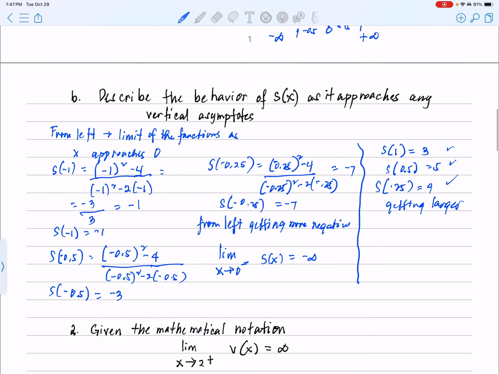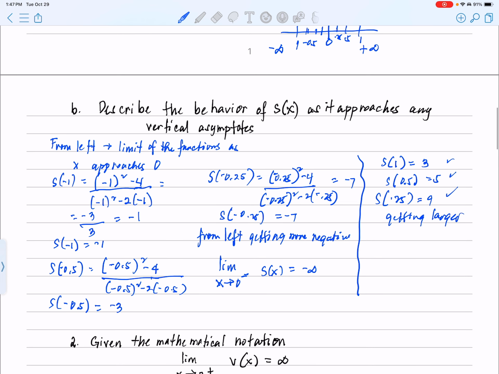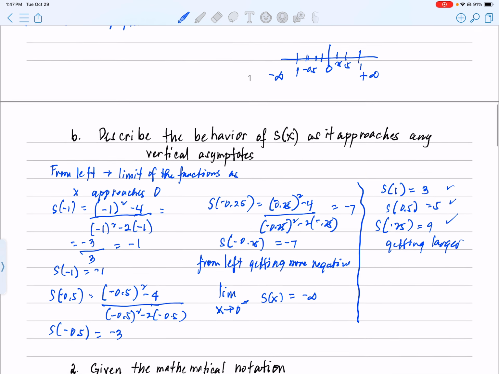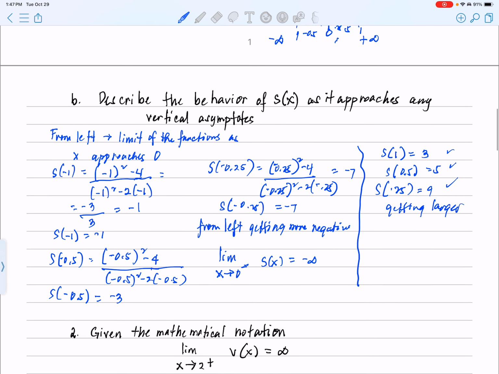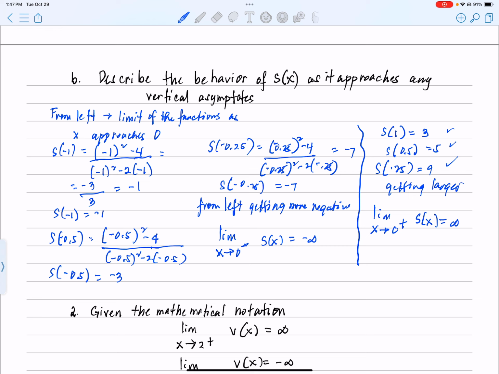This is what we mean. So we can say that the limit of the function is positive infinity as x approaches 0 from the right. So we can write our limit notation: as x approaches 0 from the right, the function s of x is positive infinity. Okay? We'll understand more on this when we visualize what is really going to happen in a graph.